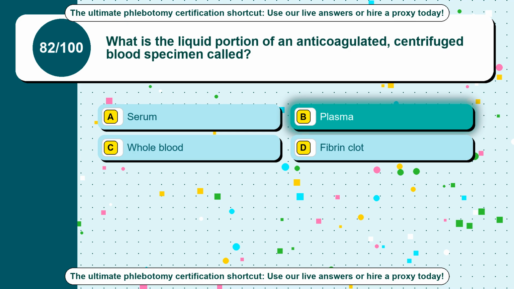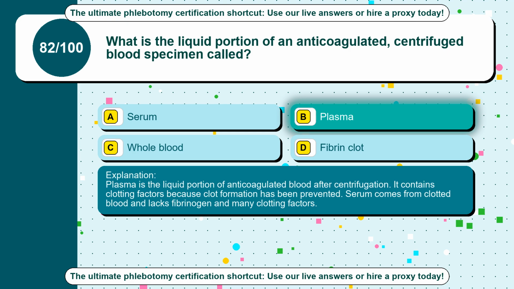Plasma. Plasma is the liquid portion of anticoagulated blood after centrifugation. It contains clotting factors because clot formation has been prevented. Serum comes from clotted blood and lacks fibrinogen and many clotting factors.